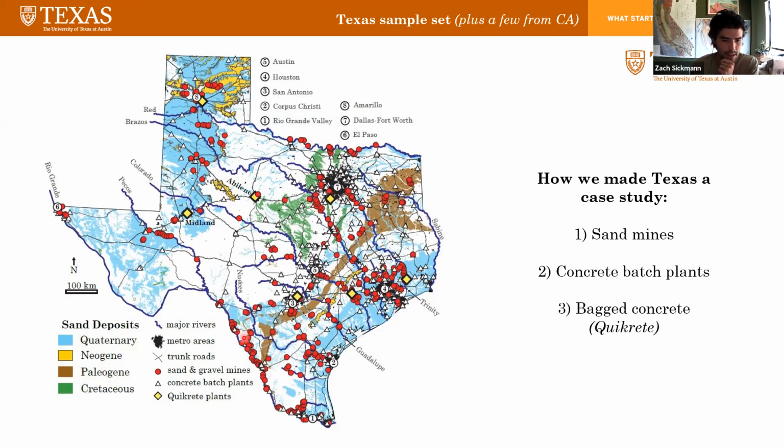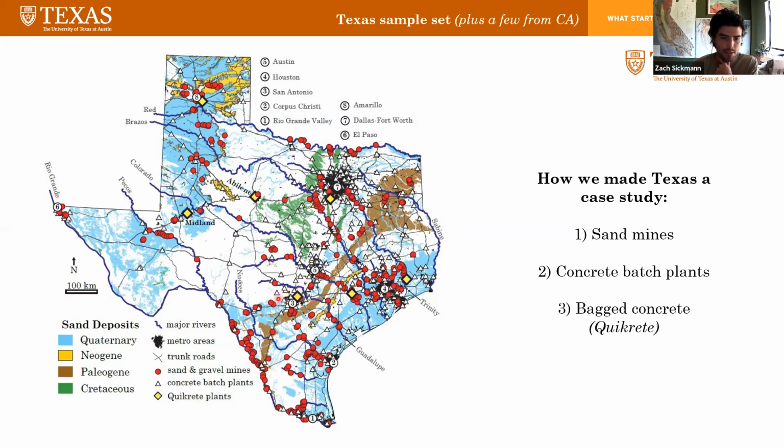So every red dot here is a sand mine. Basically, I took a mineral resource map that the BEG made and updated it. The sand mines across Texas have expanded quite a bit since that map was published in the mid-2000s. So I just went in and looked at satellite imagery and updated all the new sand mines across the state, and I'll show you what that looks like in a second, in one particular area up here in Llano. And then concrete batch plants.